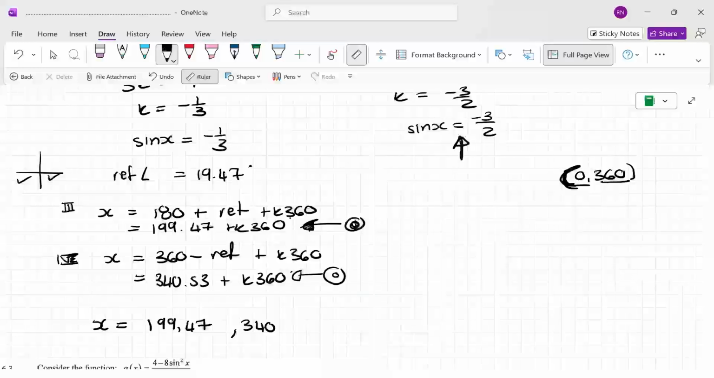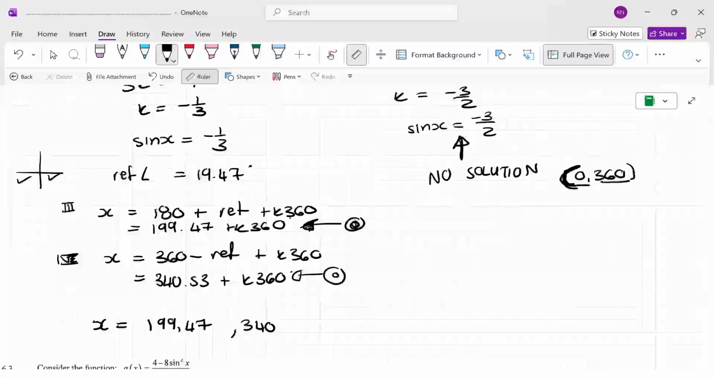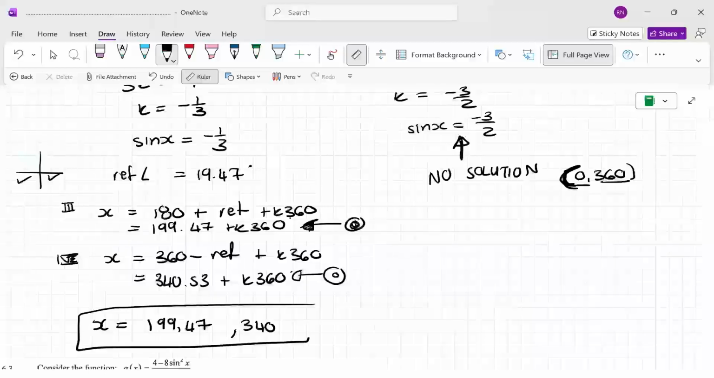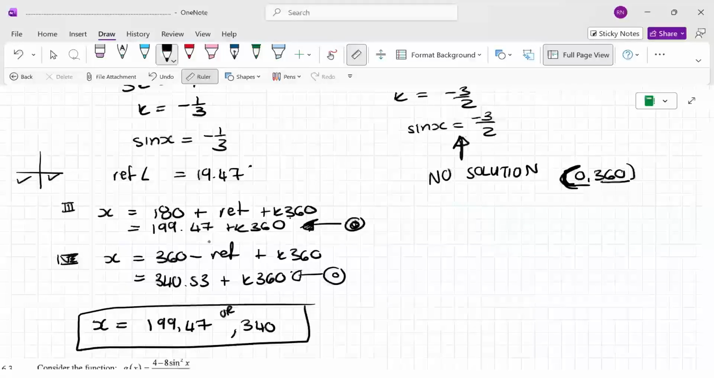No, we can't. So this one has no solution. If you can't find the reference angle, then we have no solution. And so your two answers are going to be x equals 199.47, or x equals 340.5.